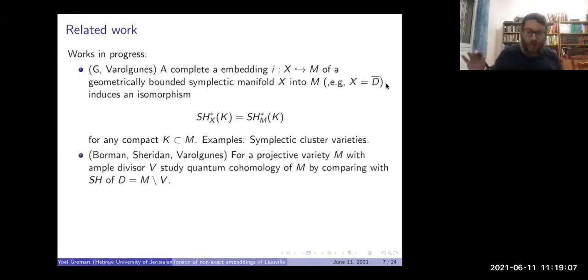I'm only talking about things which I'm aware of. Maybe there are things I'm not aware of, where this idea of comparing the bare local SH with the embedded local SH is applied to study quantum cohomology of some manifold M by comparing it with symplectic cohomology of the complement of an ample divisor. Of course, there are all kinds of assumptions. I'm not stating exactly what is there. And under certain assumptions, they can prove certain things.